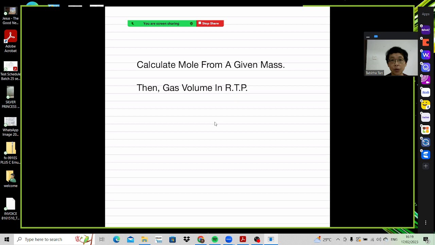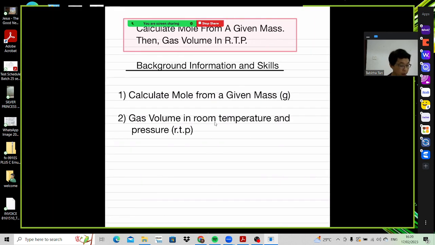We designed this video to deal with the topic that we put there: calculate mole from a given mass. And then from there we will go to the next skill, which is, after we have obtained the number of moles of a certain mass, we want to calculate the volume of a gas that was produced according to that number of moles. Okay, so let's hop on and let's begin.